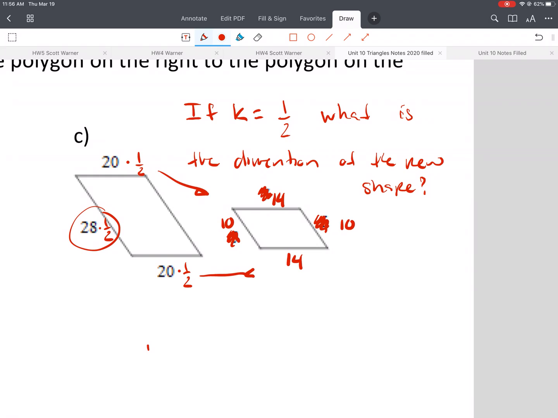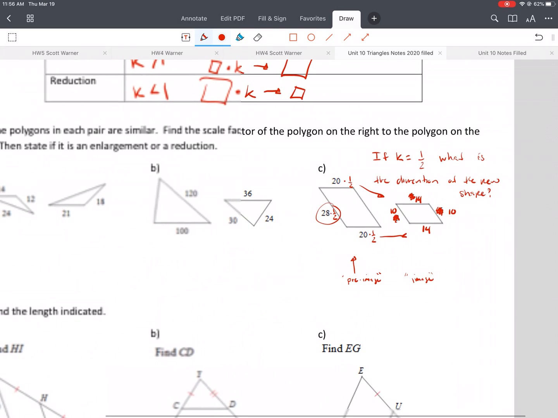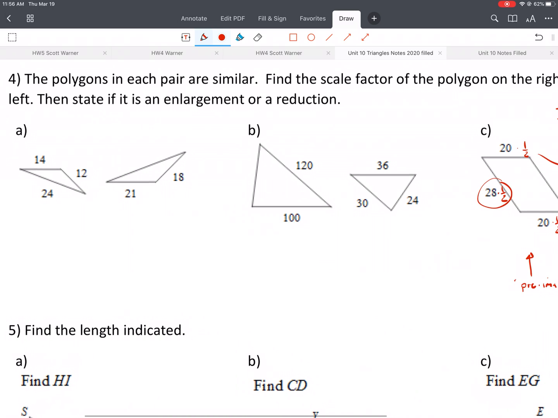Sometimes they call this the pre-image, and this would be the image. But I don't think that will be on the test or anything. All right, so here's some other ones. Here they're asking what is the scale factor.